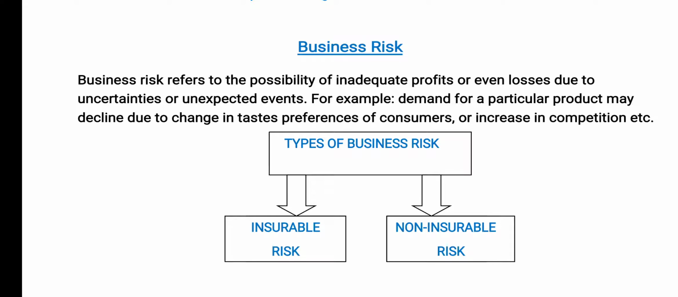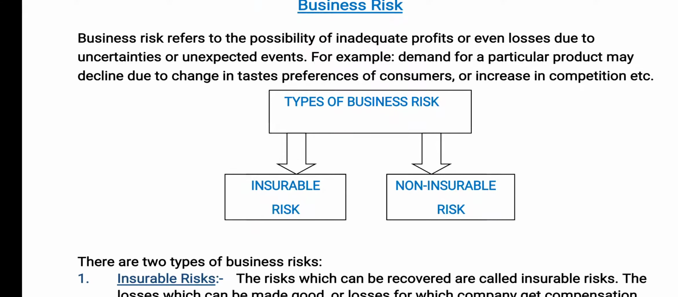So it refers to the probability of losses and profits due to uncertainties or unexpected events. Or in simple words, we can say business risk means a chance of incurring losses or less profit than expected. For example, demand for a product may decline due to change in taste and preferences of the customers, or due to change in fashion, or due to change in competitors' policy, etc.